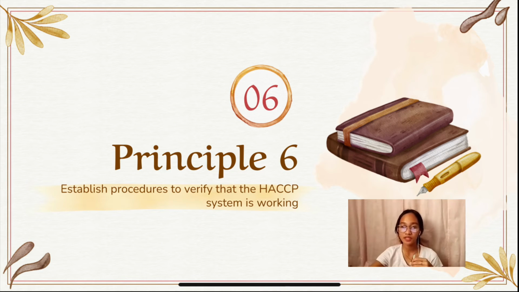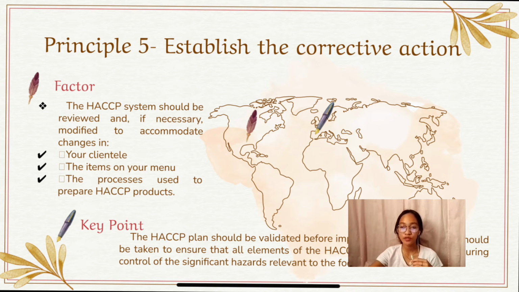Principle 6. Establish procedures to verify that the HACCP system is working. Factors. The HACCP system should be reviewed and, if necessary, modified to accommodate changes in your clientele, the items on your menu, the processes used to prepare HACCP products. Key points. The HACCP plan should be validated before implementation. A review should be taken to ensure that all elements of the HACCP plan is capable of ensuring control of the significant hazards relevant to the food business.